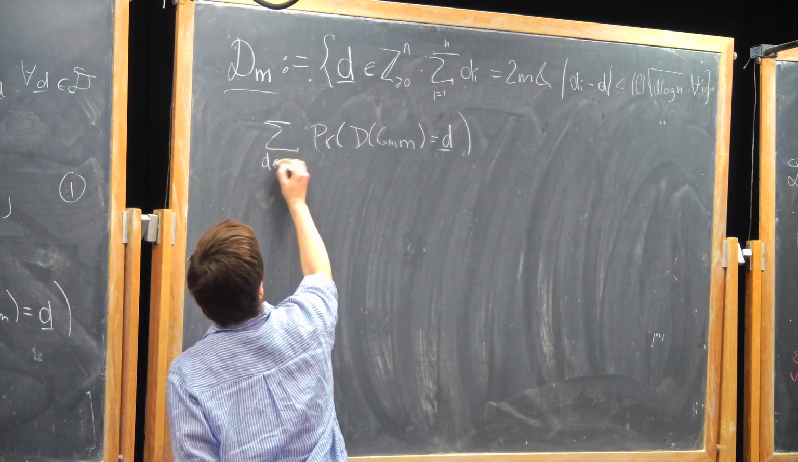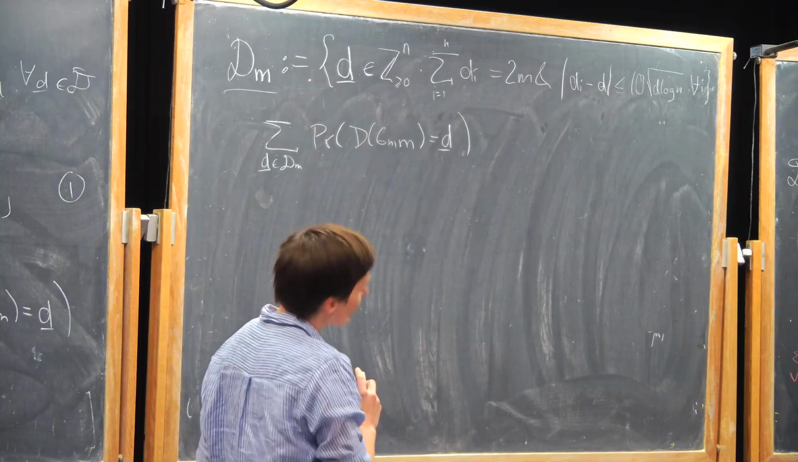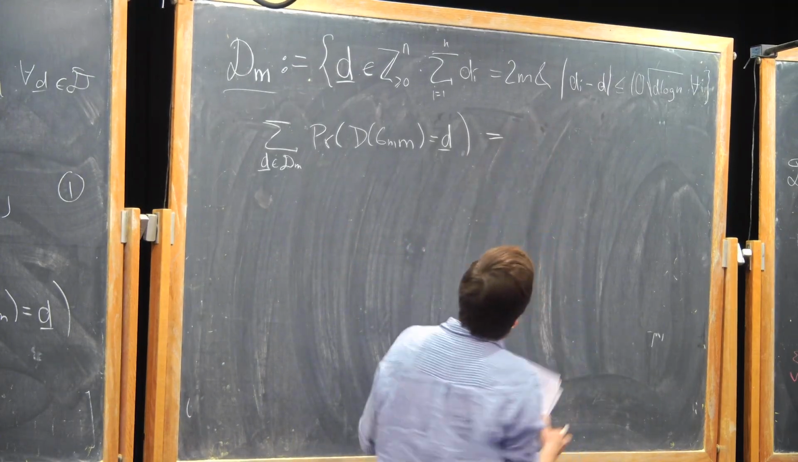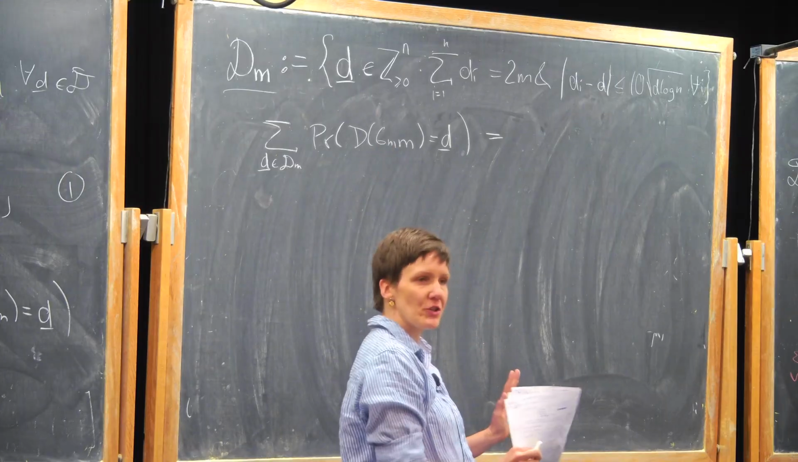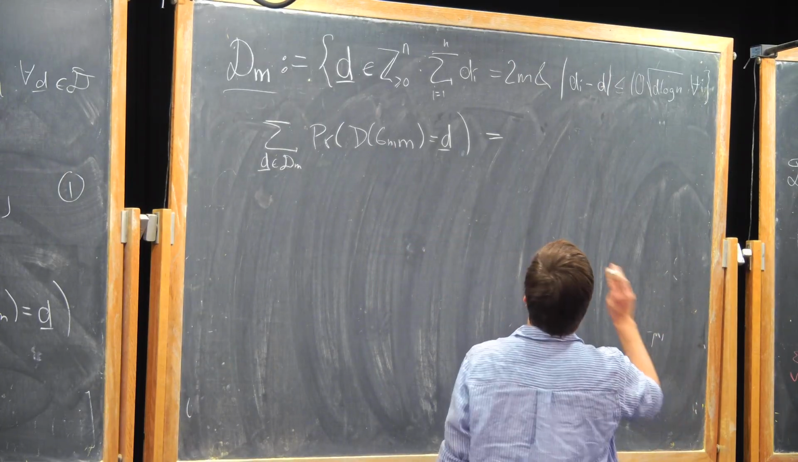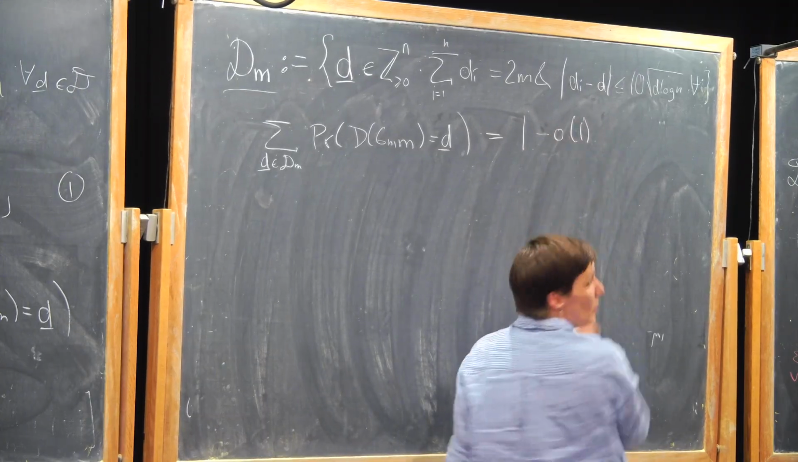Now, what can we say about the sum of these probabilities in GNM, for D in DM? Well, what we will say is that this is a set of measure almost one in my probability space. So that is 1 minus little o of 1. Why?